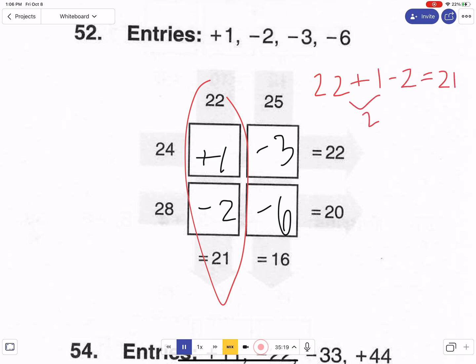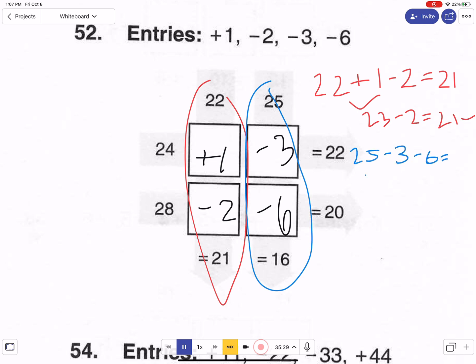23 minus 2 equals 21. That's correct. Second column, 25 minus 3 minus 6 equals 16. It's 22 minus 6. That's 16. Check.